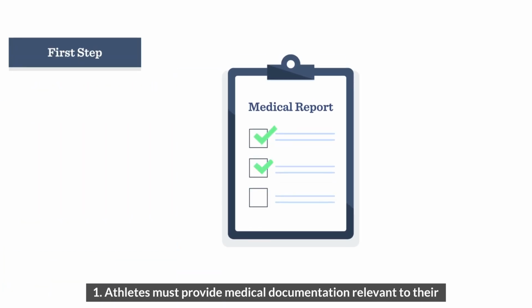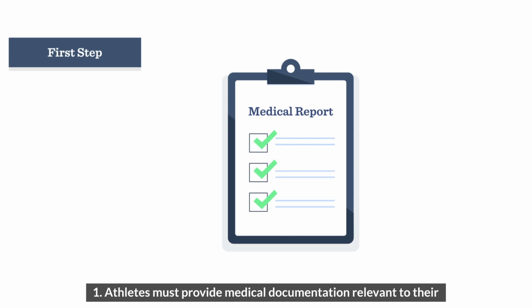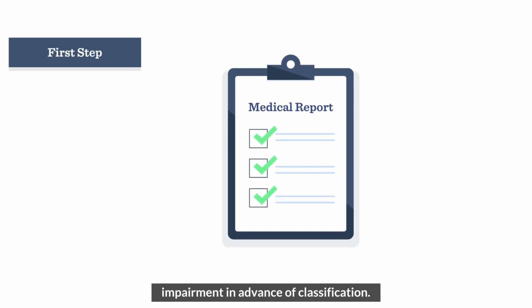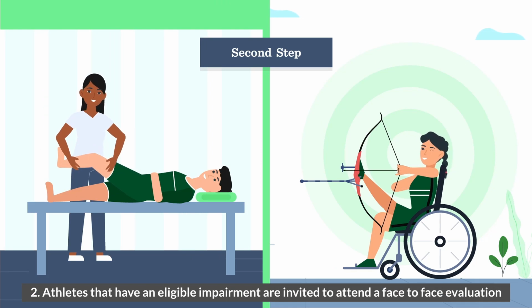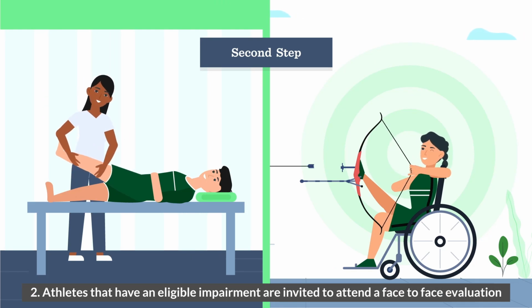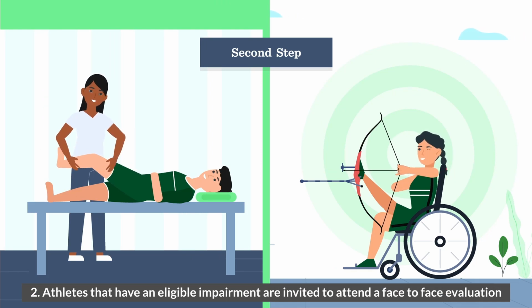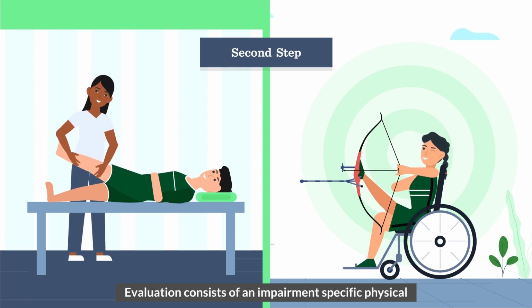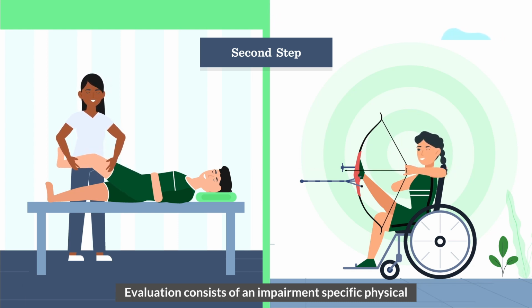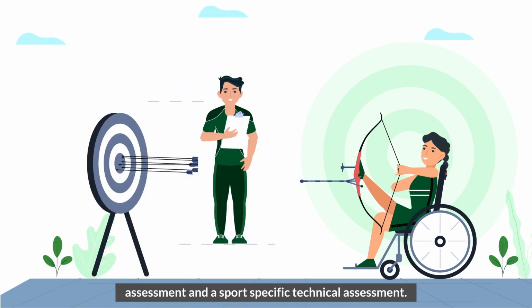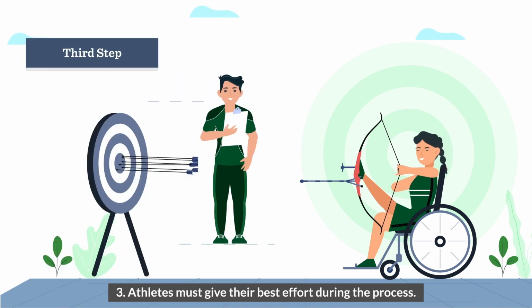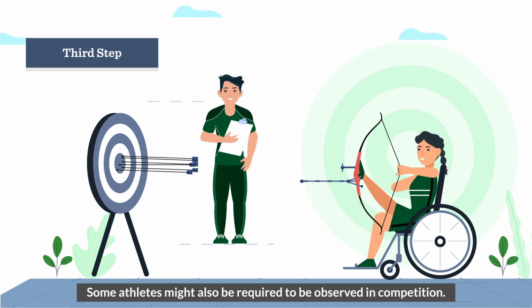1. Athletes must provide medical documentation relevant to their impairment in advance of classification. 2. Athletes that have an eligible impairment are invited to attend a face-to-face evaluation. Evaluation consists of an impairment-specific physical assessment and a sport-specific technical assessment. 3. Athletes must give their best effort during the process. Some athletes might also be required to be observed in competition.